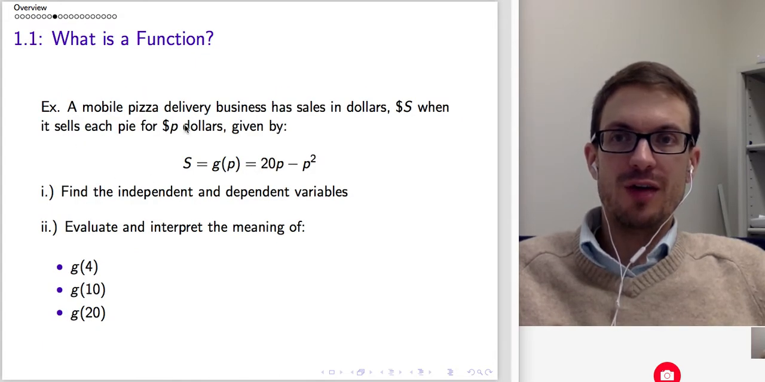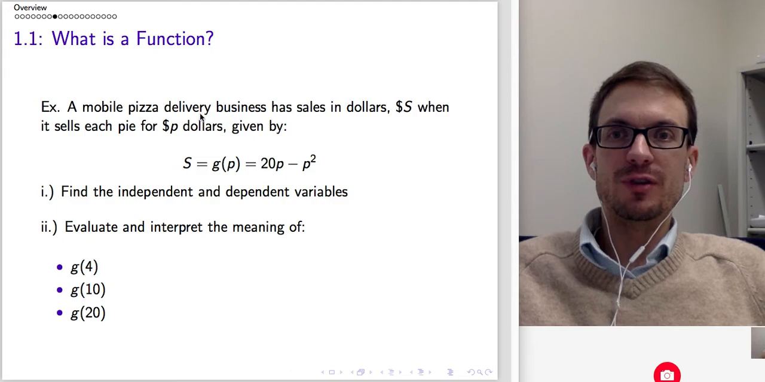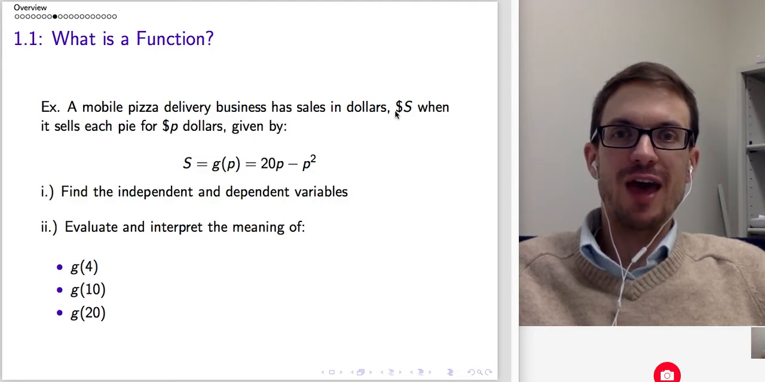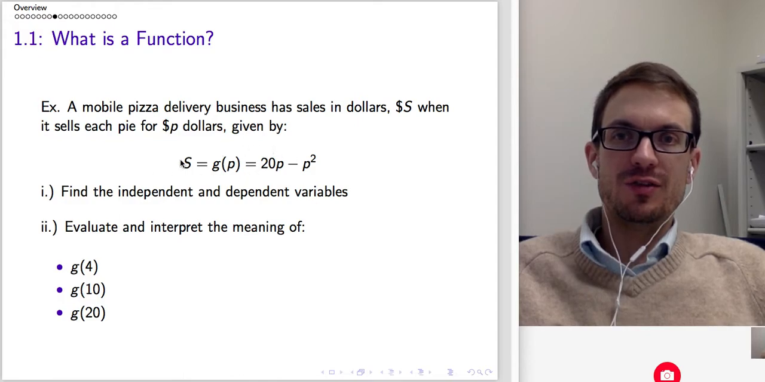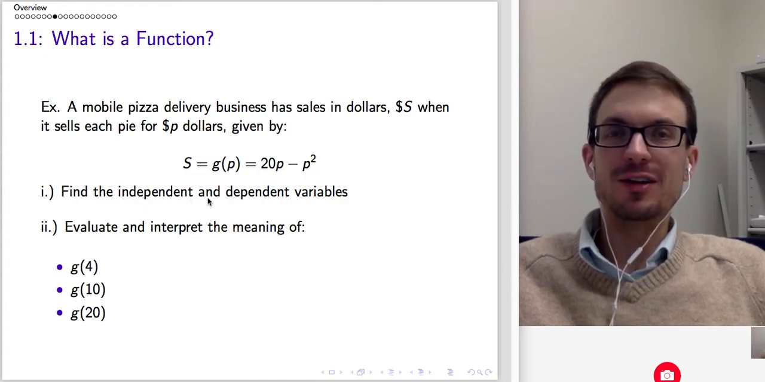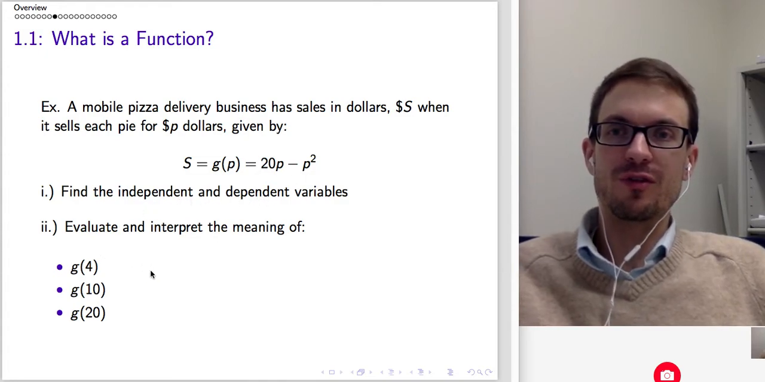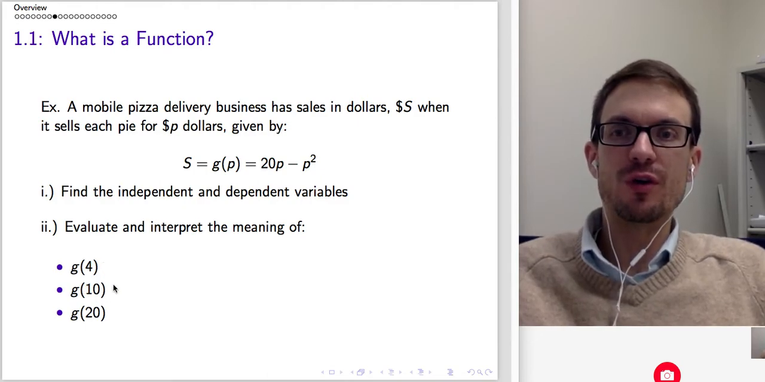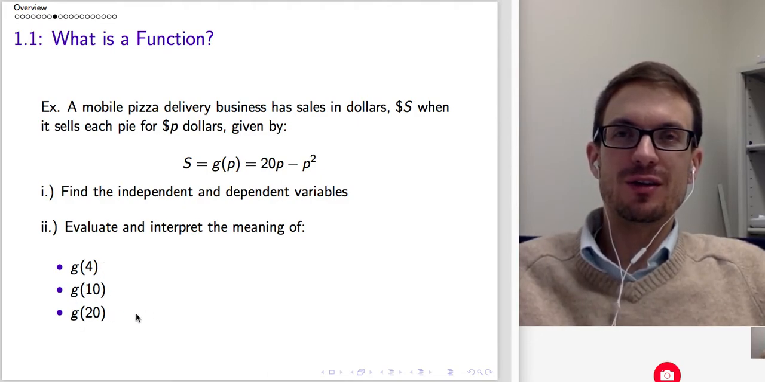Okay, here's another example. We have a mobile pizza delivery service with sales in dollars, S, when it sells each pie for P dollars, given by this function. Sales is going to be represented by the function G, which is a function of P, price. So we have 20P minus P squared. Okay, so where are the independent and dependent variables? And then let's evaluate and interpret the meaning of G of 4, G of 10, and G of 20.